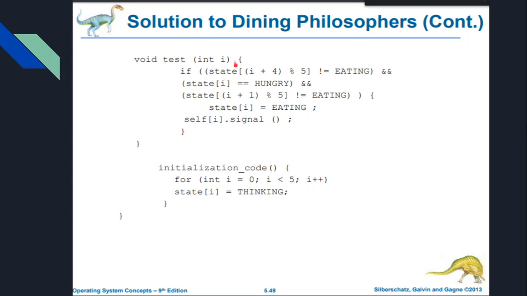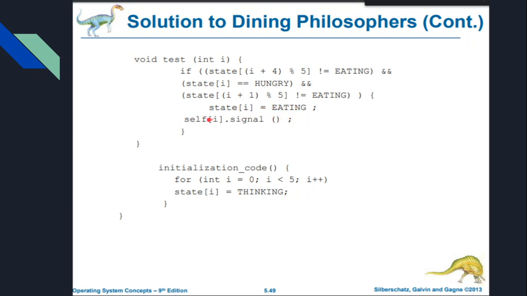How is the testing done? We are testing whether, on either side, state of (i + 4) modulo 5 is not equal to eating, and state of i is equal to hungry, and state of (i + 1) modulo 5 is not equal to eating. So that means both neighbors are not eating. The left side person is not eating, the right side person is not eating, but the current person is hungry. This is the AND condition for these states. Only if all these conditions are satisfied can the state of i become eating.